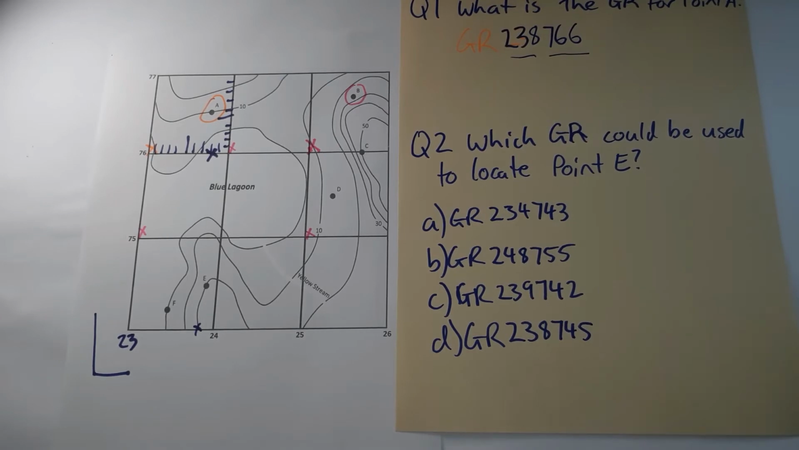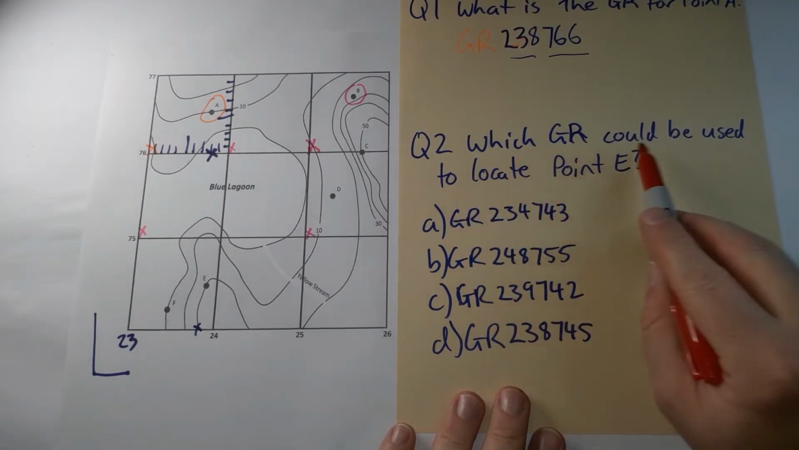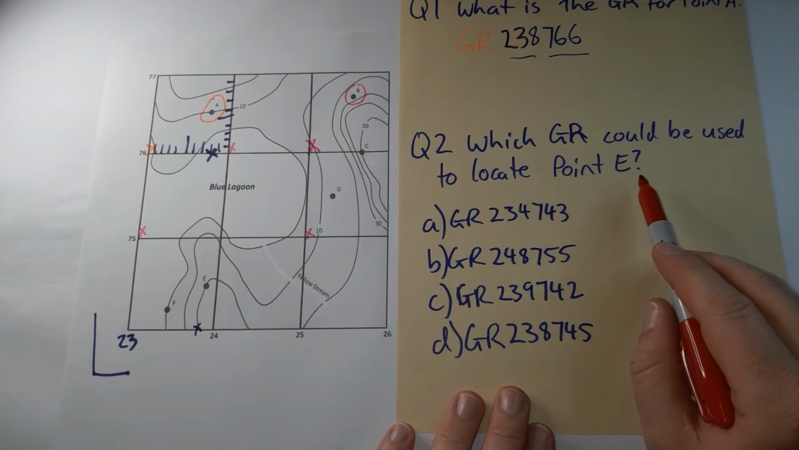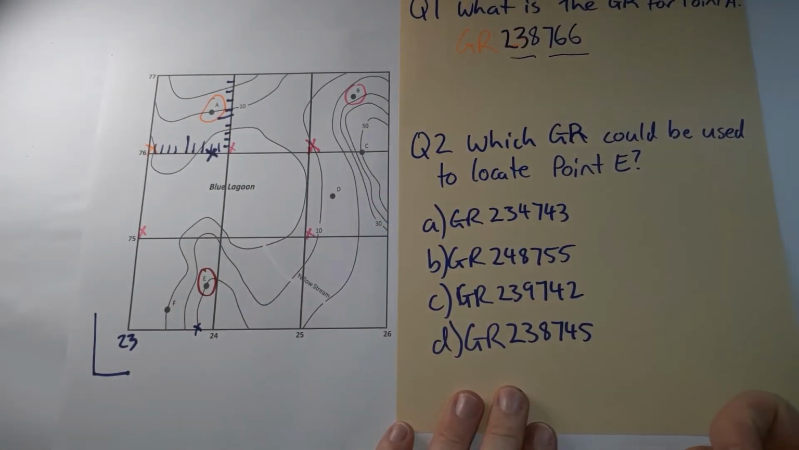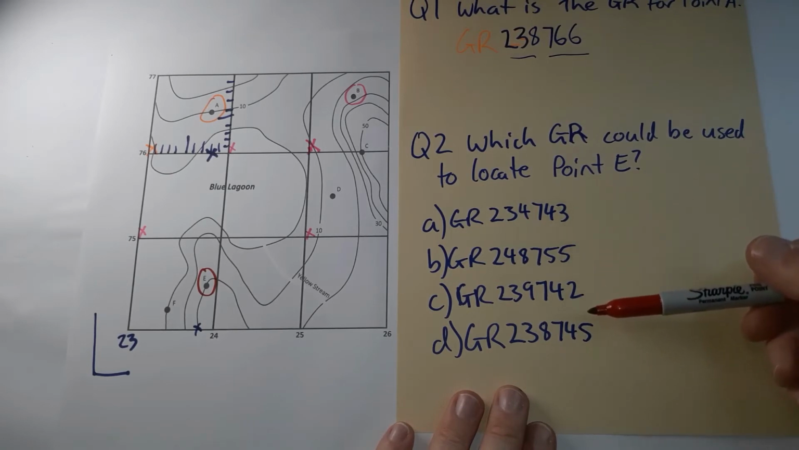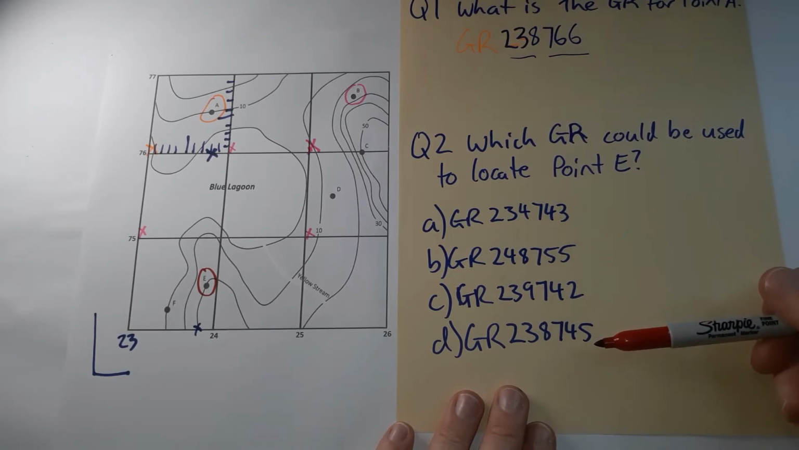Question 2 is multiple choice, and all we're going to do with this one is try and find the most correct answer. Which grid reference could be used to locate point E? Here's point E.